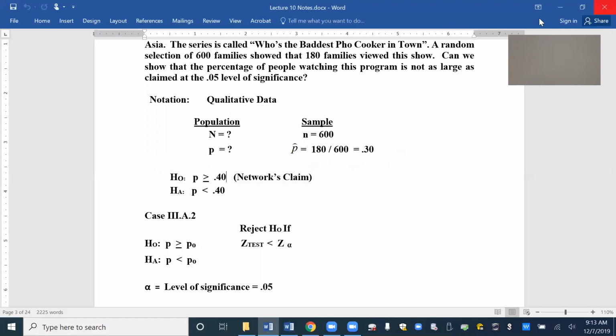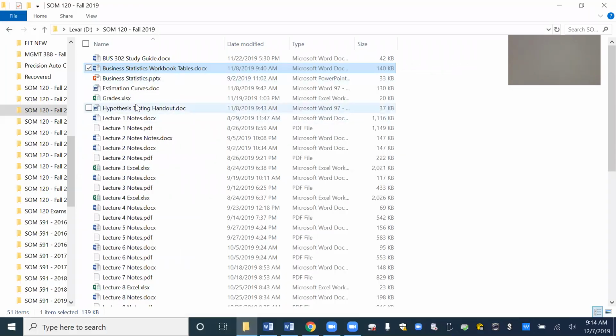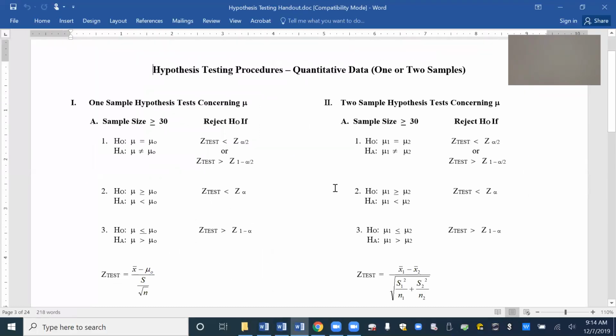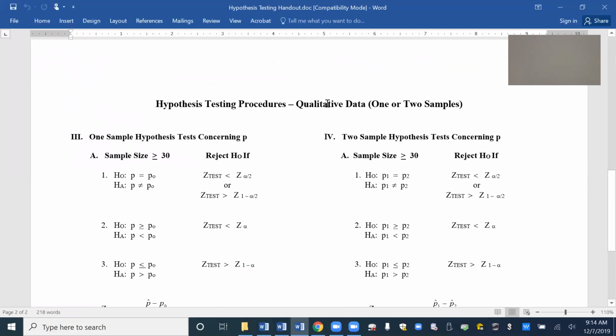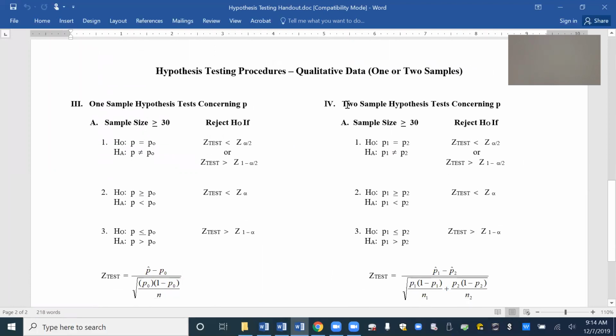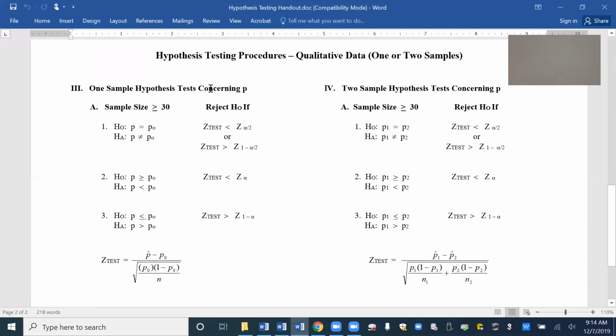So we go to our fabulous handout, and we say, okay, was it quantitative data or was it qualitative data? It was qualitative data. Did we take one sample? Yes, we took one sample of 600, so it's greater than that. And are we trying to show a not equal to? We don't find not equal to's very often, especially for qualitative data. Once in a while, we find a not equal on quantitative data.